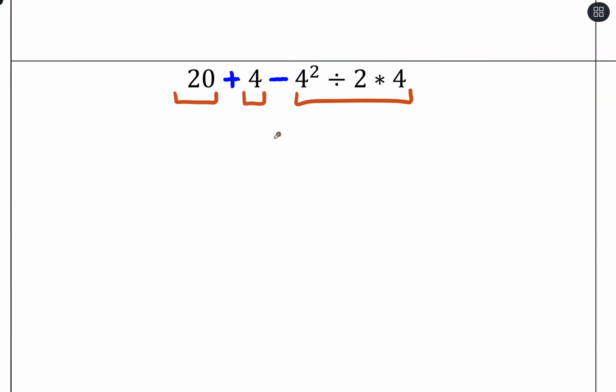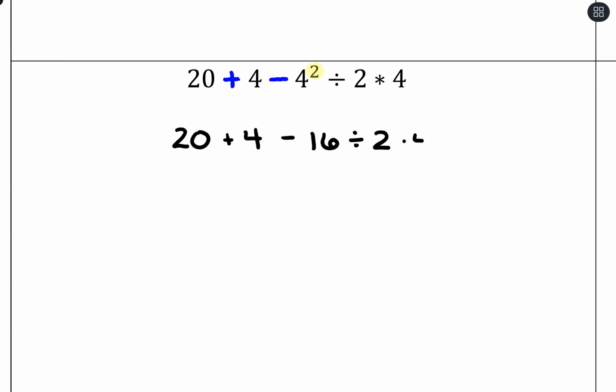So if you've learned this before, or you like this kind of visual of separating the terms by addition, subtraction, you don't want to add or subtract at all until the very end, but we'll have 20 plus 4 and then minus whatever that simplifies to. So you can treat addition, subtraction as separation of terms if that helps. All right, no parentheses, but we have an exponent there. So I'm going to keep that 20 plus 4 minus 4 squared is 16 divided by 2 times 4.